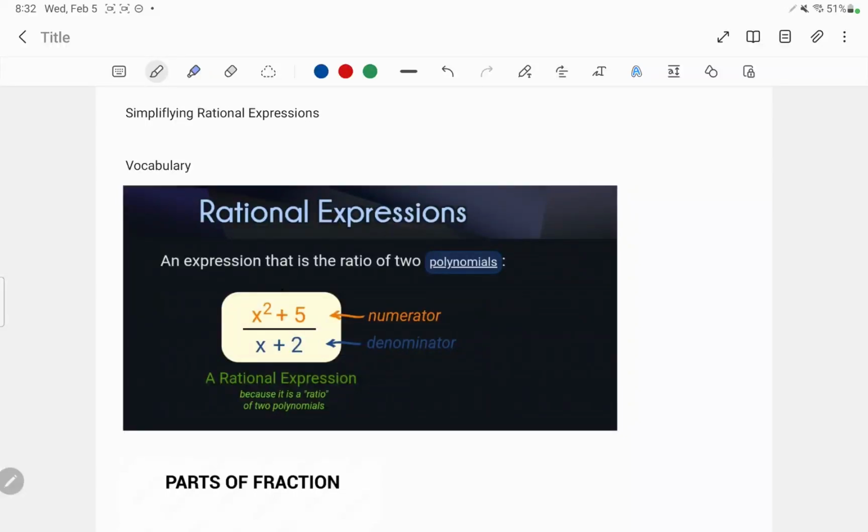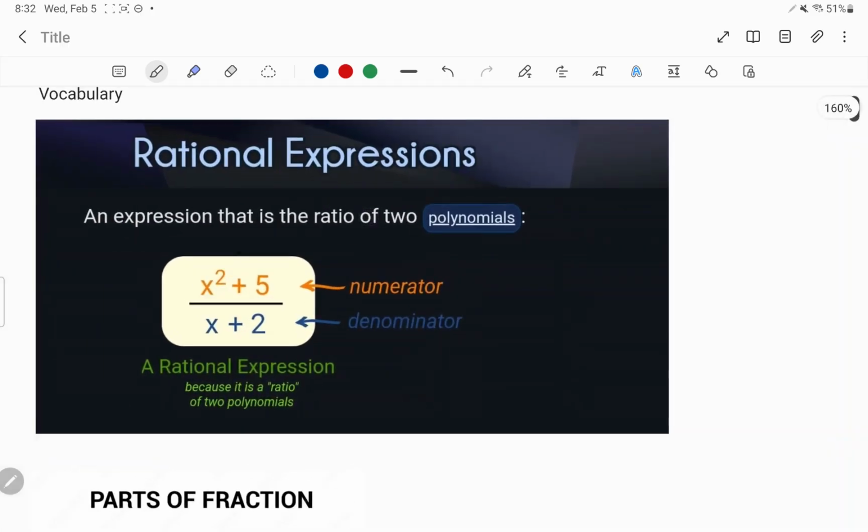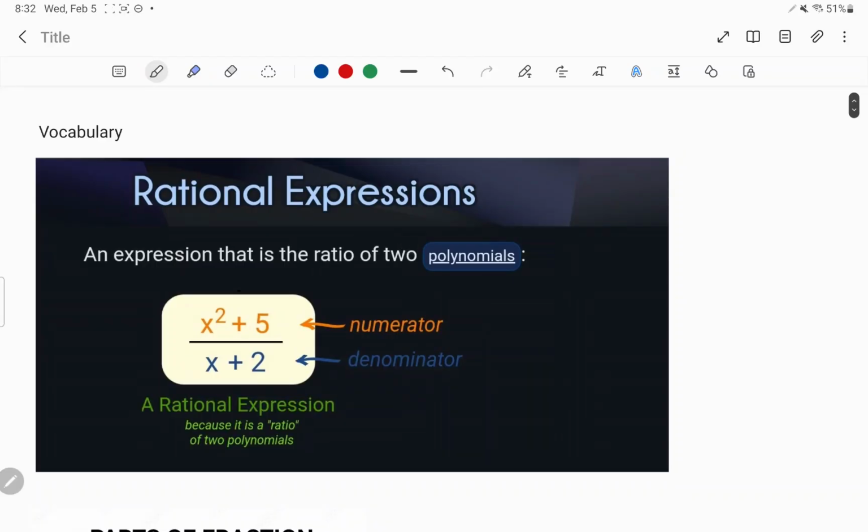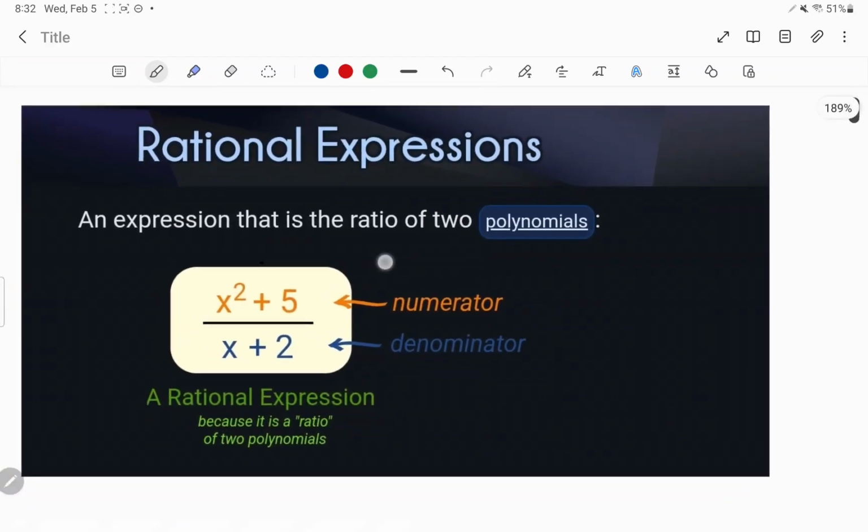Hello, guys. So today I'm gonna go over the notes. First things first, I'm gonna go over the vocabulary that we're gonna be learning. So we're gonna be going over what is called rational expressions, and we have a good example here.